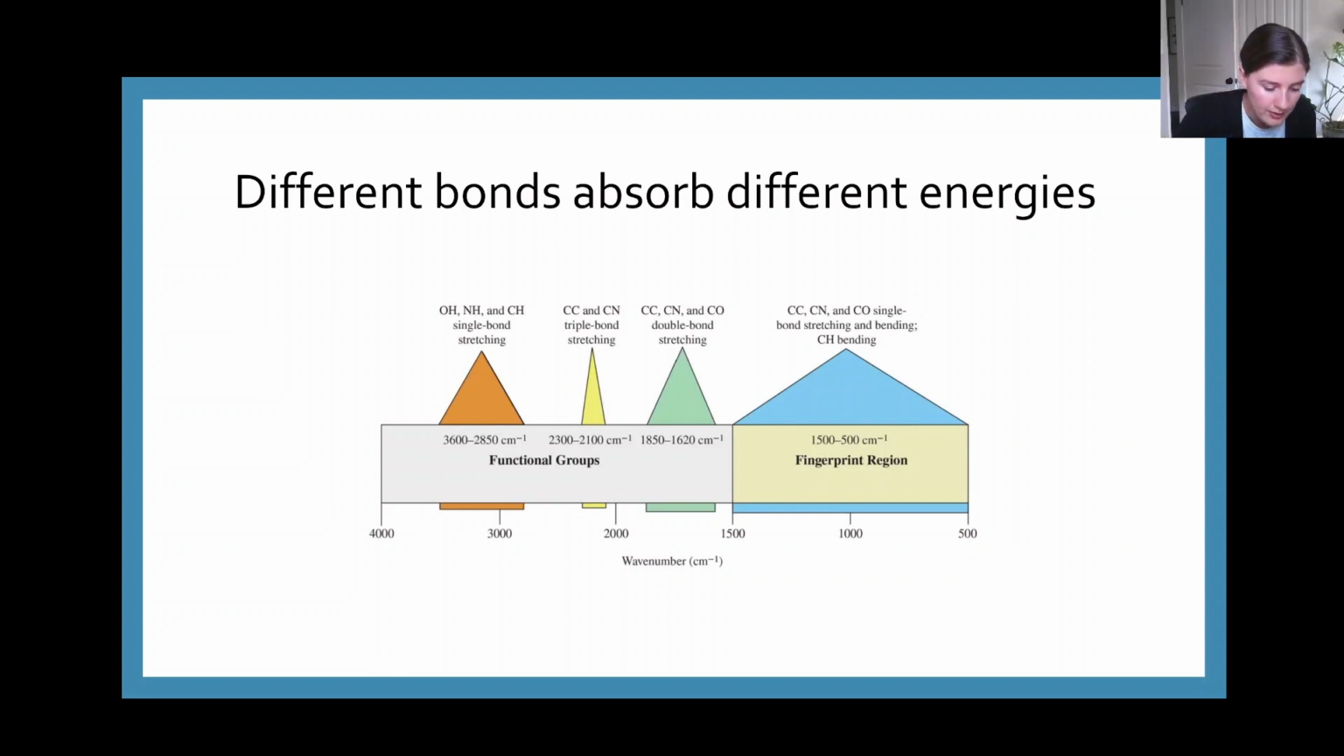Let me get my pen out so I can use the pointer. Okay, so I was just talking about these here. Carbon to carbon and carbon to nitrogen triple bond stretching occurs at a little bit lower wave numbers. We have double bond stretching, single bond stretching and bending in the fingerprint region. We really don't focus too much on the fingerprint region because there are a lot of peaks that show up here. Sometimes it's hard to identify different functional groups from that region. So really the functional group region is key when we're looking at IR spectra.